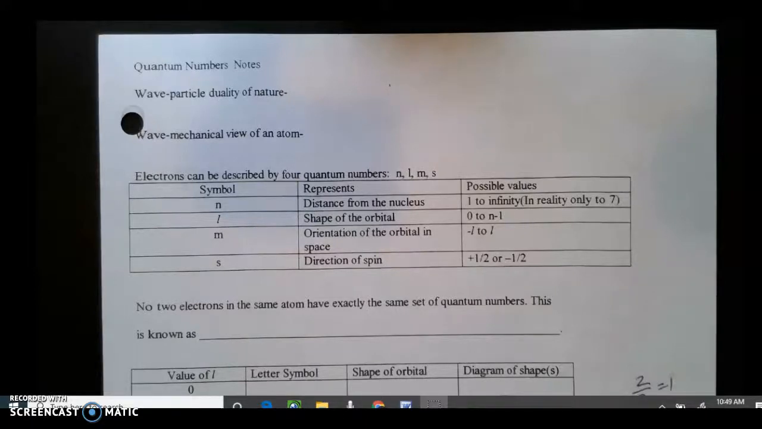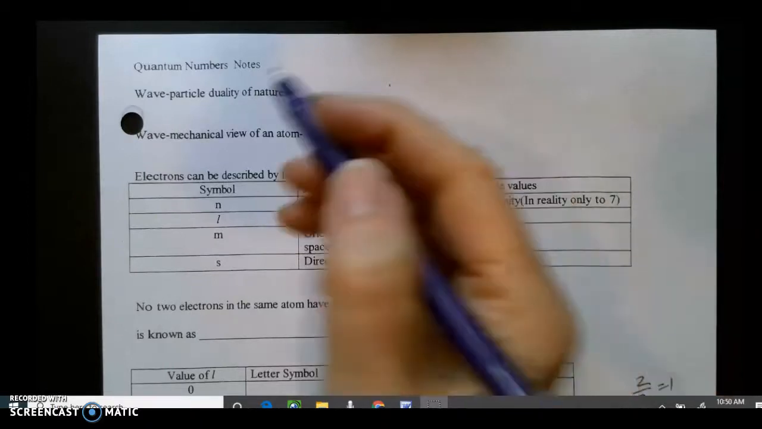All right, today we're going to look at electron configurations and then add what's called orbital notation. So the first time I did the quantum note sheet, I skipped some things intentionally. So I'm going to go back and kind of refill these.